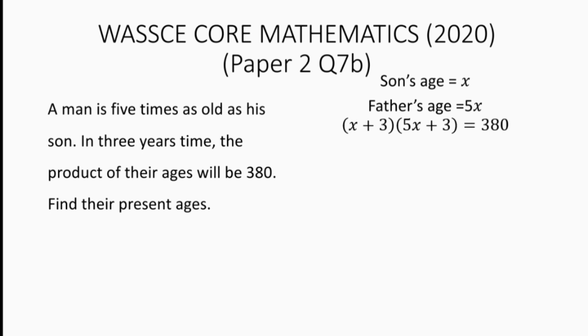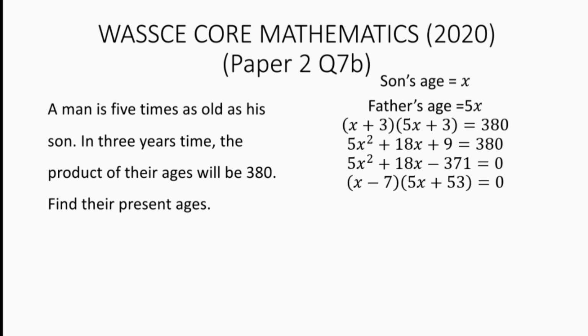So we will have 5x squared plus 18x plus 9 equal to 380, which will give us 5x squared plus 18x minus 371 equal to 0. Factorizing this will give us x minus 7 and 5x plus 53 equals 0. So x is equal to 7 and minus 53 over 5.